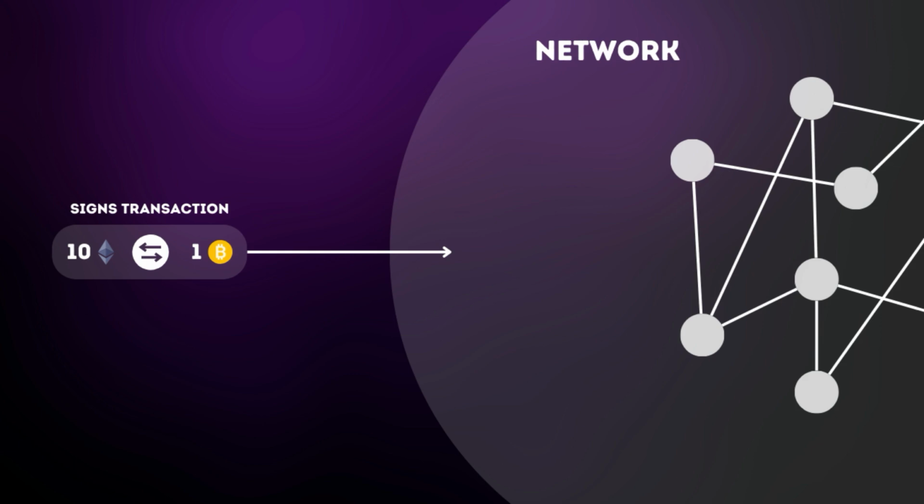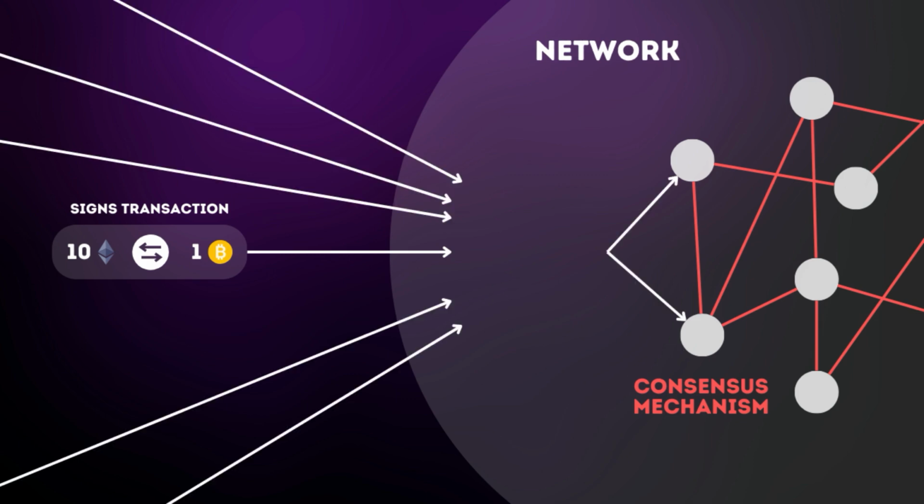Let me explain. When making a transaction, such as exchanging some Ethereum with a random token, the user signs his transaction and it goes off to the network. However, in order for this transaction to be accepted, it needs to go through a validation process called the consensus mechanism. And this can take some time because there are thousands of transactions going through the network every single second, and it does not have the capacity to process all of them at once.